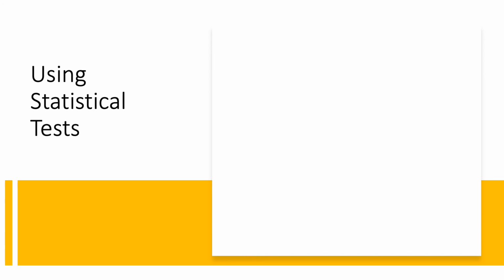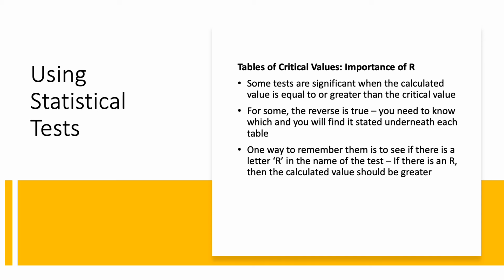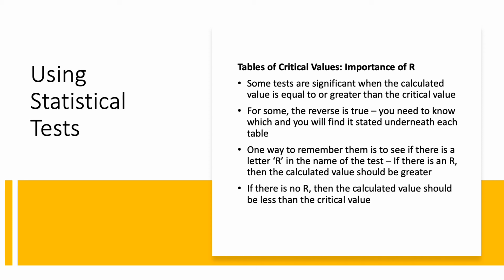One way to remember whether the critical value needs to be less than or greater than the calculated value is with the letter R. This will always be made clear to you. Underneath the critical values table, it will always say the critical value needs to be either greater than or less than the calculated value. But one way to remember it is that if there is an R in the name of the test, then the calculated value should be greater. If there is no R, then the calculated value should be less than the critical value.